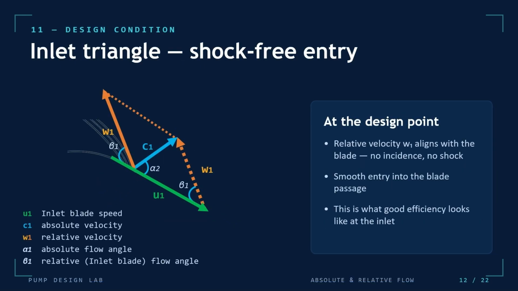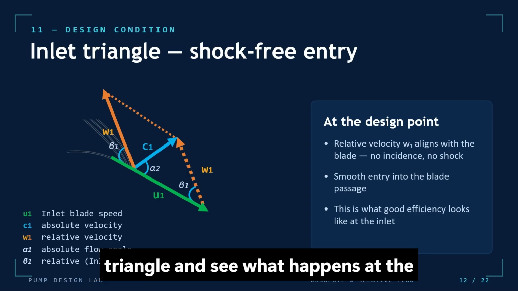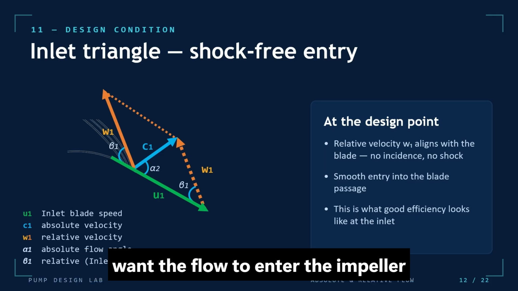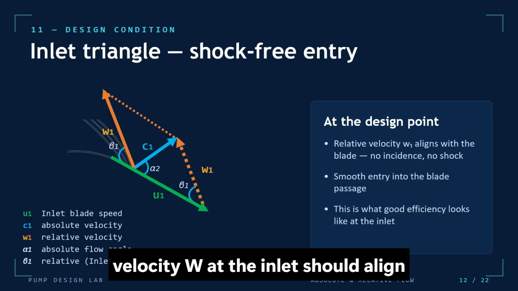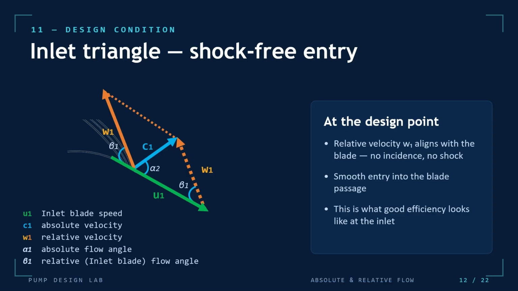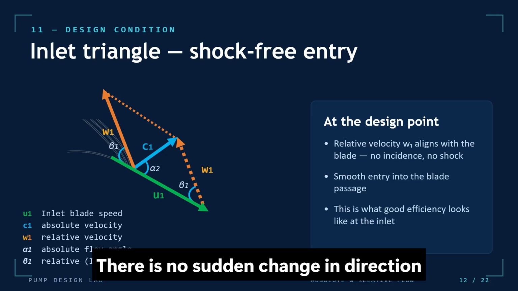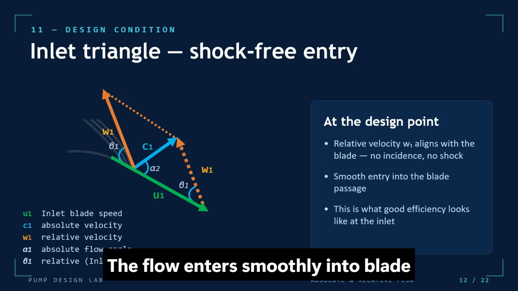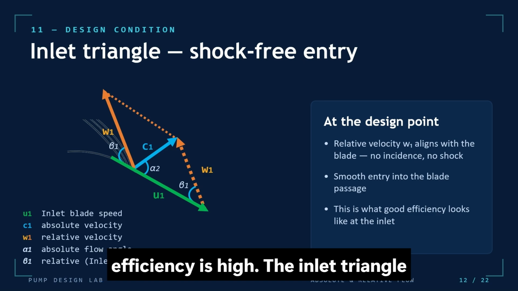Inlet triangle, design condition. Let's move to the inlet triangle and see what happens at the design condition. At the design point, we want the flow to enter the impeller without shock. That means the relative velocity w at the inlet should align with the blade angle. In the triangle, w points exactly along the blade surface. There is no sudden change in direction between the incoming flow and the blade. The flow enters smoothly into the blade passage. Losses are reduced and inlet efficiency is high.